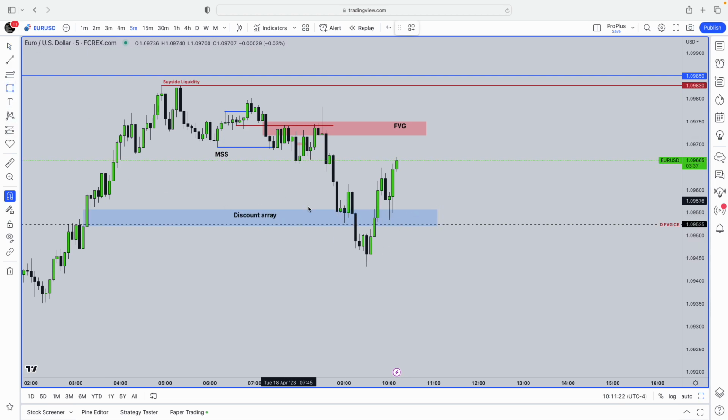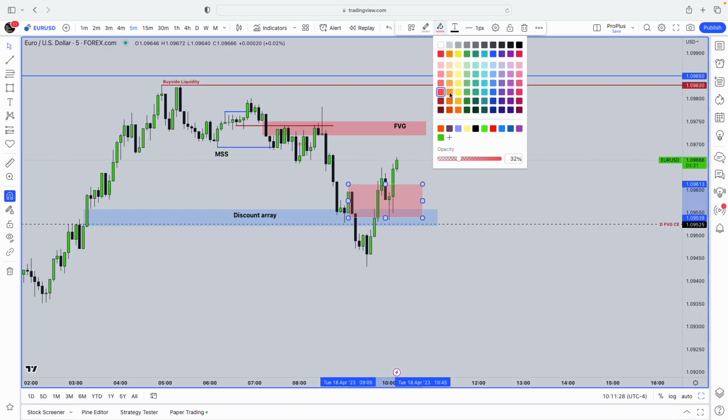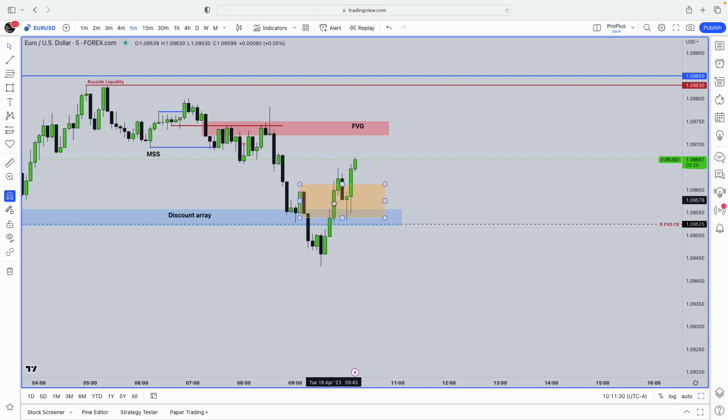So here is a bullish breaker. Let's do this orange. Inside the bullish breaker is a fair value gap, so that's the fair value gap you can potentially use here to go long for these equal highs and that buy side liquidity as well.